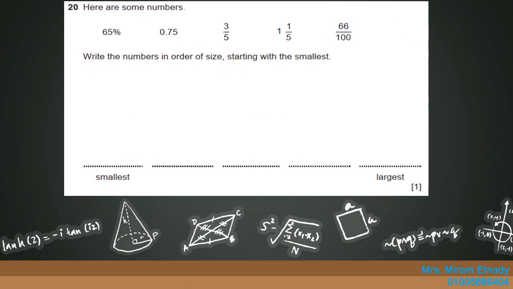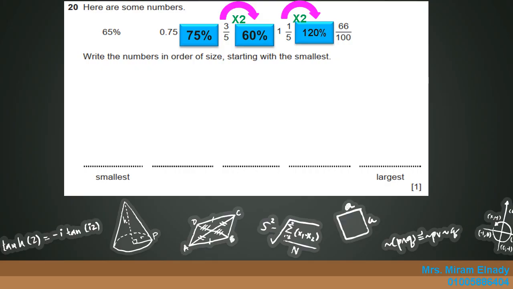Here are some numbers: 65%, 0.75, 3 over 5, 1 and 1 over 5, 66 over 100. We need to arrange them from the smallest, so we need to change them all into percentages. 0.75 will be 75%. 3 over 5, if I multiply it up and down by 2, it will be 6 over 10, which is 60%. Also here we have 1 whole and 1 over 5. If we multiply it up and down by 2, it will be 1 whole and 2 over 10, which will be 120 over 100, which is 120%. 66 over 100 will be 66%.